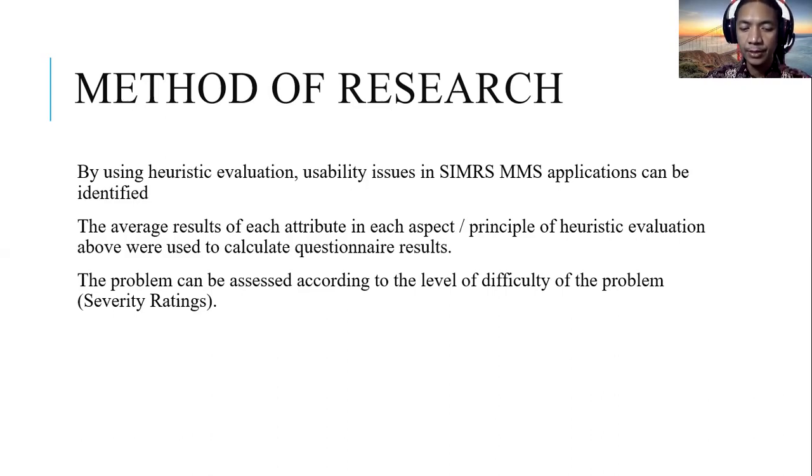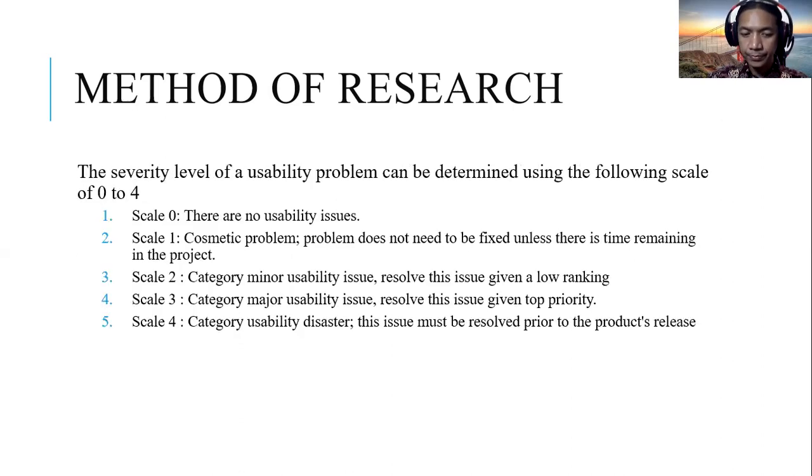The average result of each attribute in each aspect or principle of the heuristic evaluation above were used to calculate the questionnaire result. The problem can be assessed according to the level of difficulty of the problem. The severity level of usability problem can be determined using the following scale of 0 to 4.